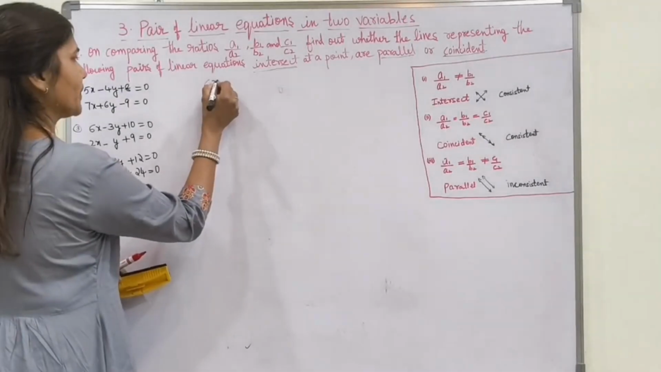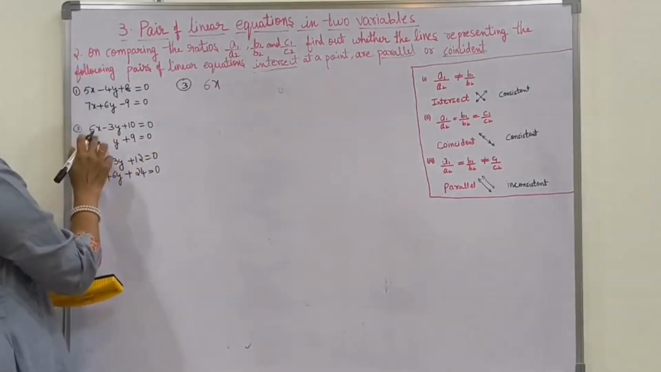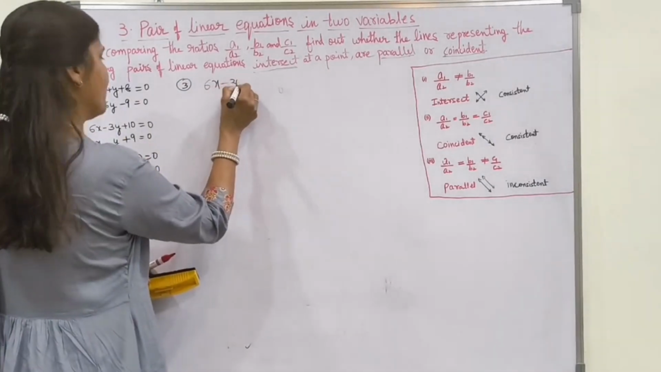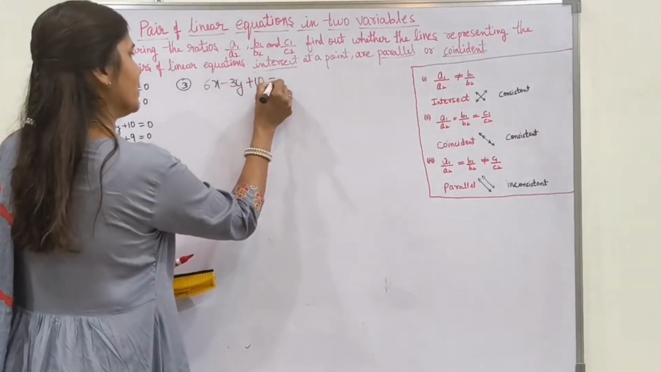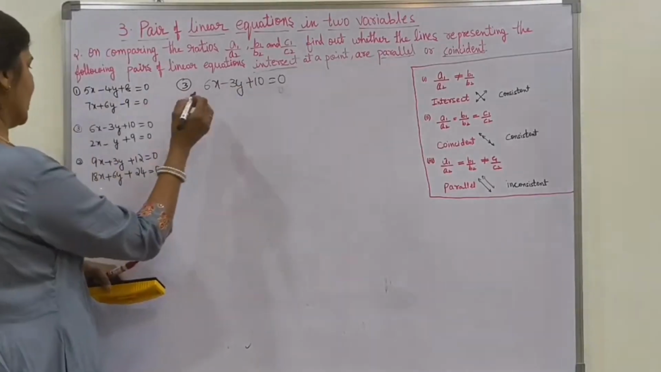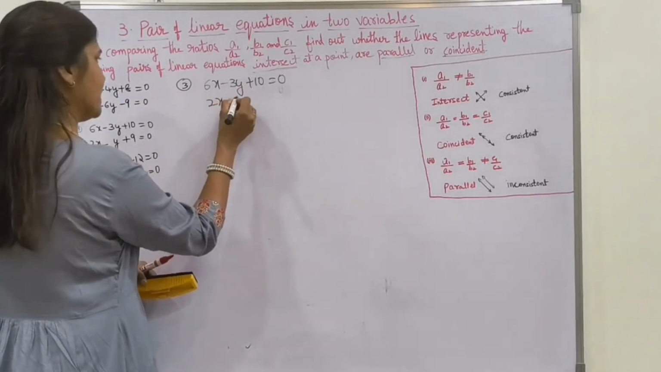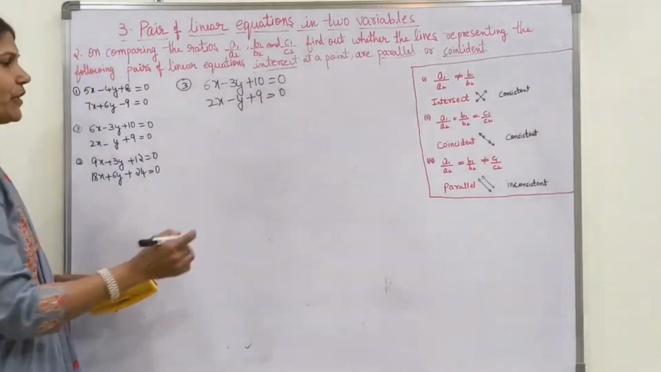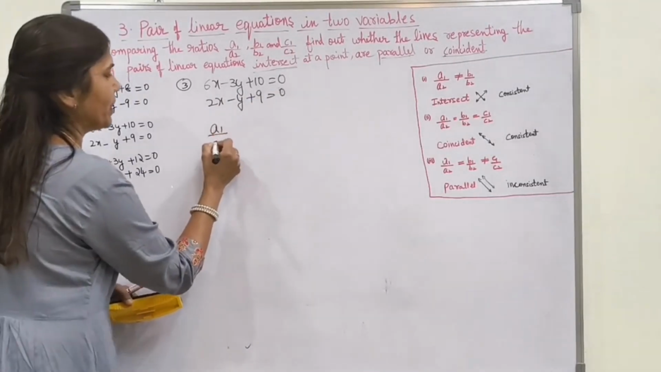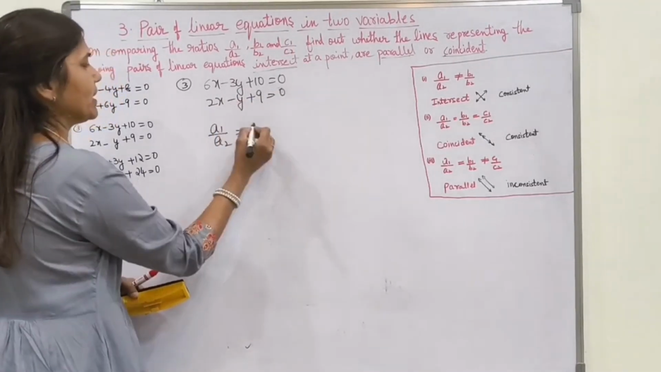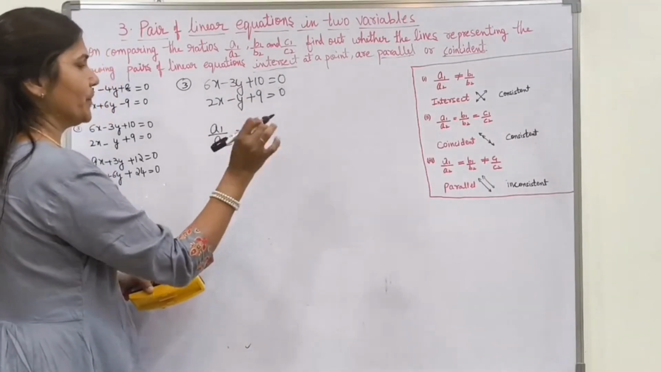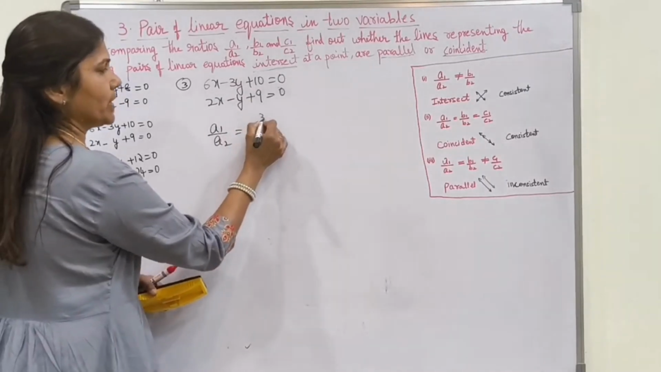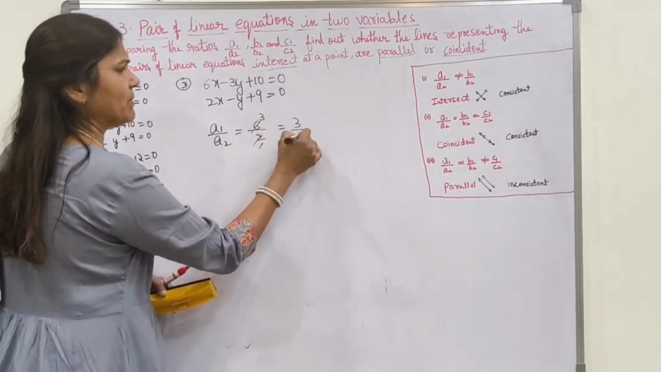The third one: 6x minus 3y plus 10 equal to 0. Next, 2x minus y plus 9 equal to 0. Now, first we will do A1 by A2. A1 means 6 divided by 2. See here, 2 ones are 2, 2 threes are 6. What is the answer? 3 by nothing means 1.